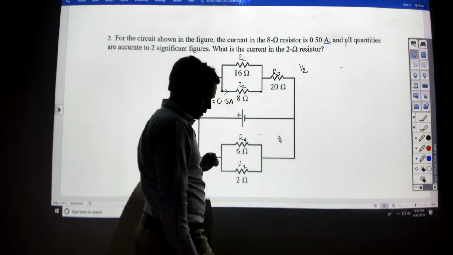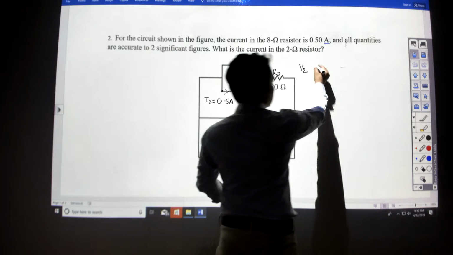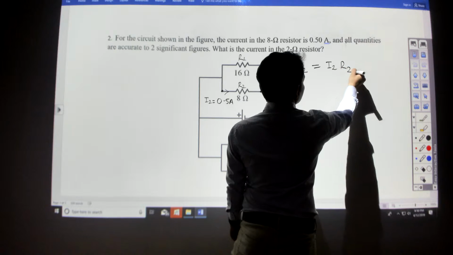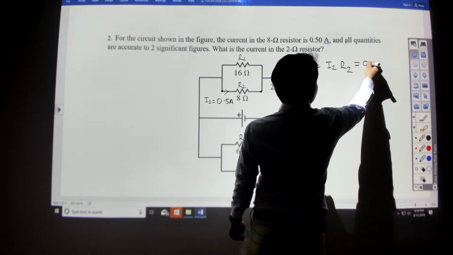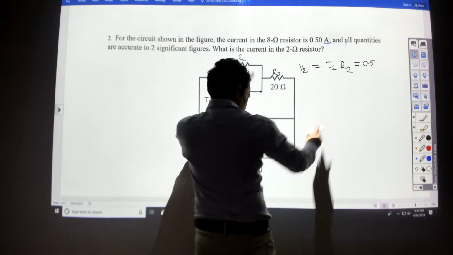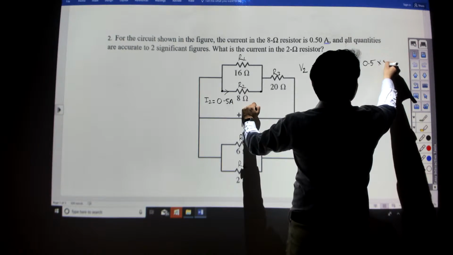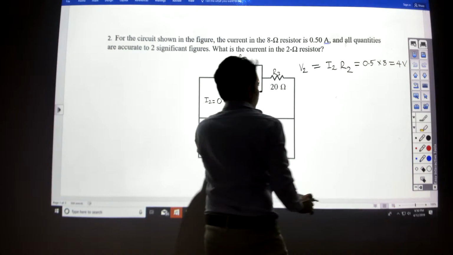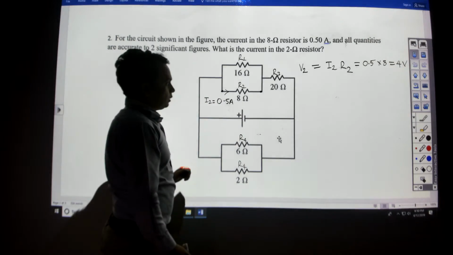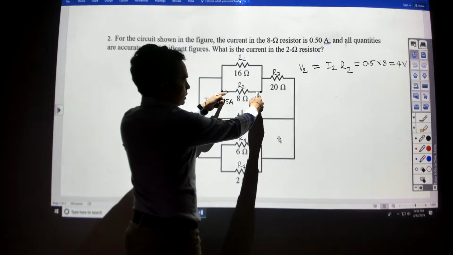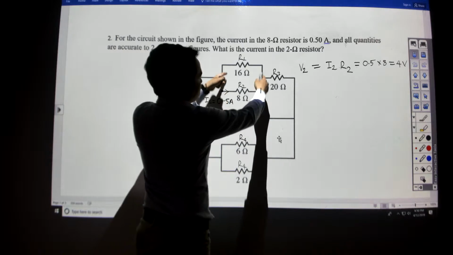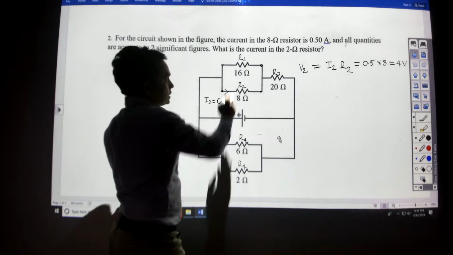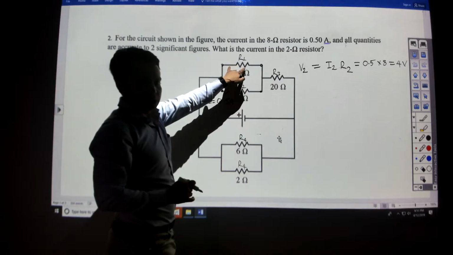How do I find the potential? The potential is simply equal to I times R, which is I2 times R2. I2 is given as 0.5 and R2 is 8 ohm, times 8, we get 4 volt. Okay. So now we know the potential across R2. The same potential is across R1 because R1 and R2 are in parallel. Since R1 and R2 are parallel, we have the same potential.